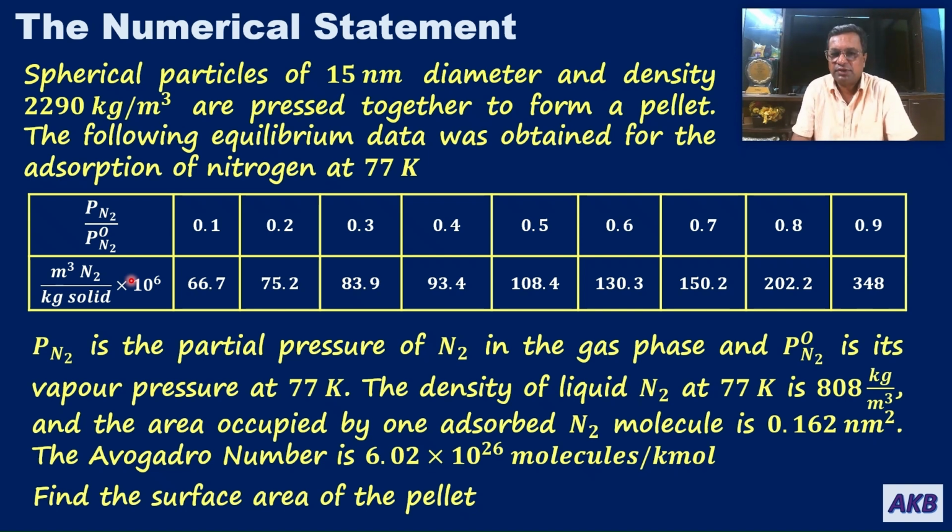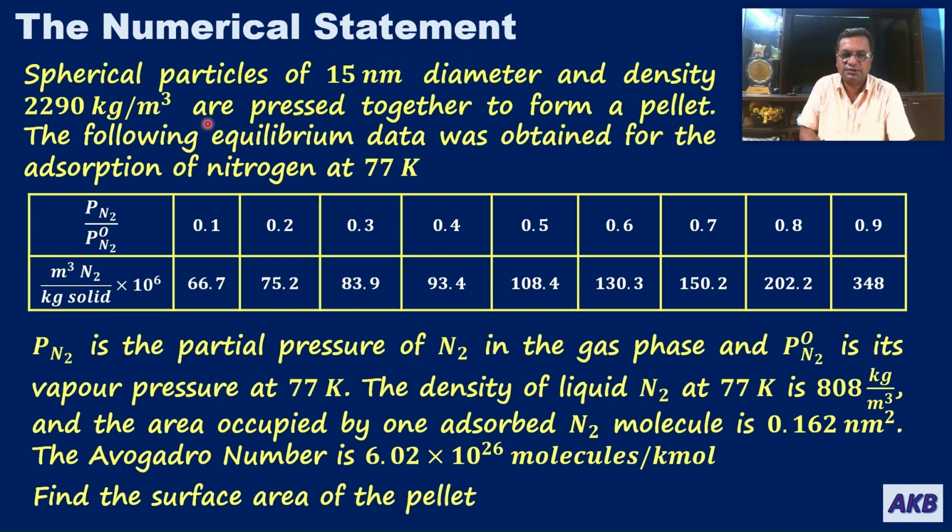Let me first tell you, I am discussing the same numerical that I had discussed in my previous video. But in that case, I had discussed the application of the Langmuir adsorption isotherm. Now, in this particular video lecture, let us understand how to find the surface area of the pellet by using the Brunauer-Emmett-Teller, that is BET, adsorption isotherm.